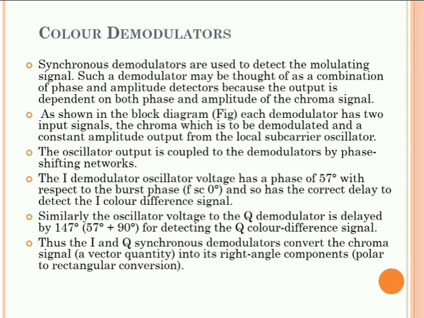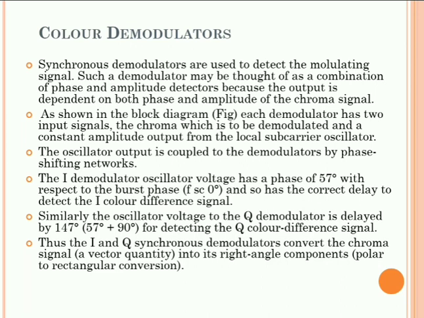As shown in the block diagram of the NTSC decoder, each demodulator has two input signals: the chroma which is to be demodulated, and a constant amplitude output from the local subcarrier oscillator circuit. As we have seen in the encoder also, the subcarrier oscillator provides a subcarrier frequency that is used for modulation. Here, for the purpose of demodulation, we are using these two signals. We are giving these two inputs to this synchronous demodulator.